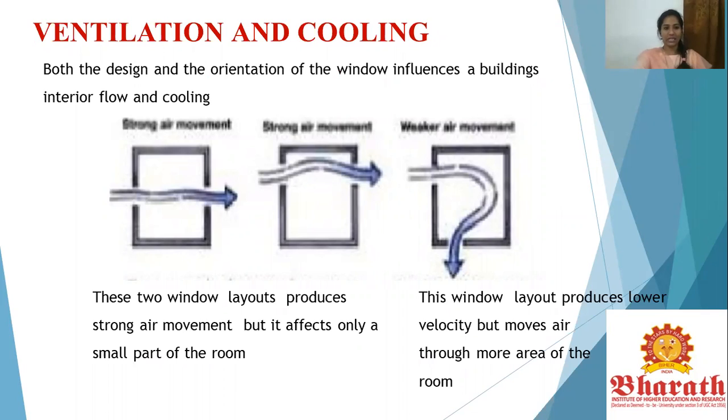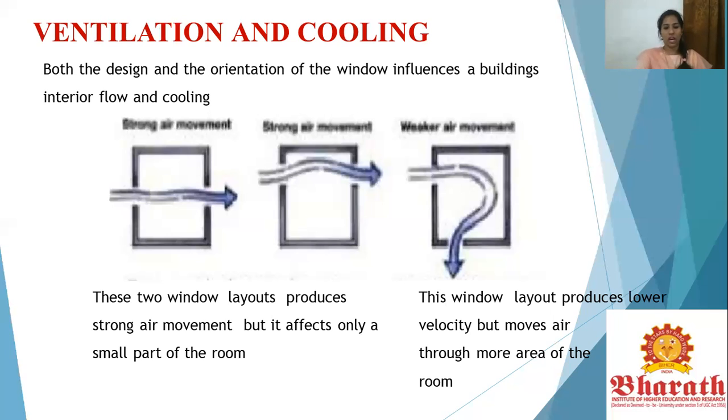So what it stated is that both the design and the orientation of the window influence a building's interior air flow and the cooling. If you look at the examples with the figures that have been given, in the first two scenarios the two window layouts have strong air movement because they have an uninterrupted airflow. But it's uninterrupted, the flow of air is fast, but it affects only a small part of the room. Only a small part of the room ends up getting the cooling.